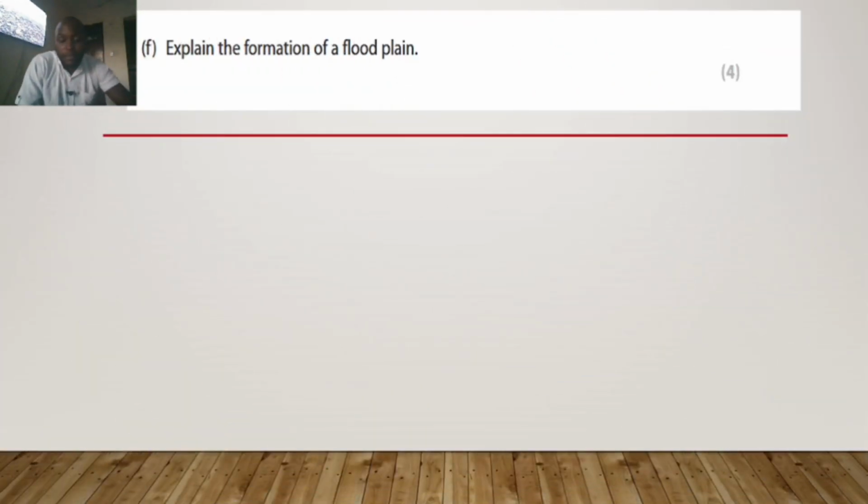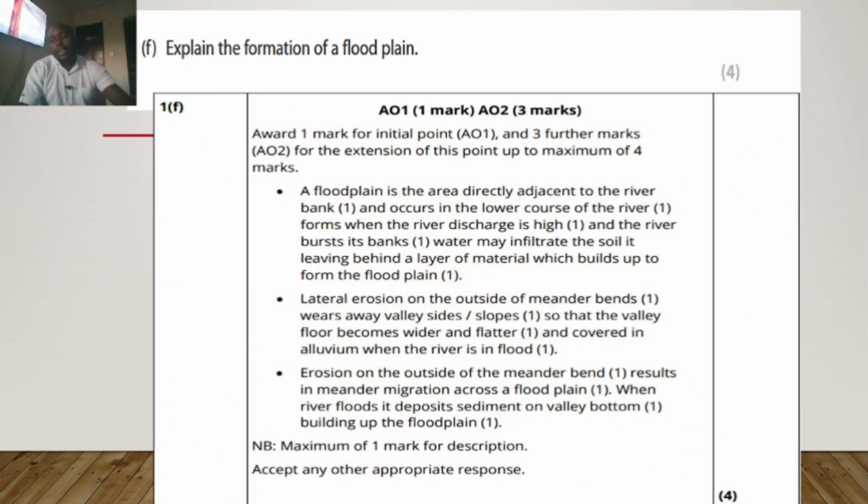Explain the formation of a floodplain. What do you think? A floodplain actually happens after a flood, from the word floodplain. So it is the plain that forms after that flood, right? I think it's clear, guys. I explained that. A floodplain is the area directly adjacent to the riverbank and occurs in the lower course of the river. It forms when the river discharge is high and the river bursts its banks, as water may infiltrate the soil, leaving behind a layer of material which builds up to form the floodplain. So look at the distribution of marks here. We award 1 mark for the initial point and 3 further marks for explanation.